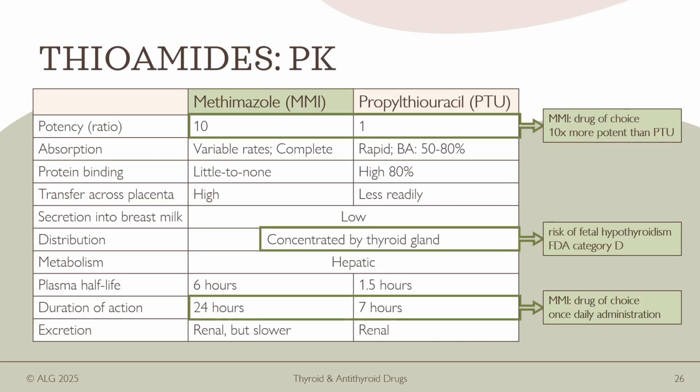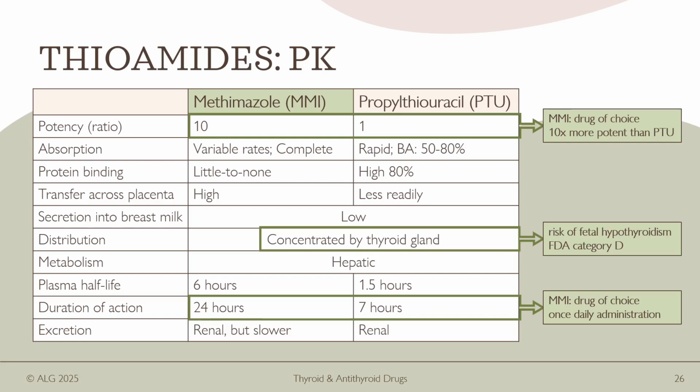Earlier, we compared the pharmacokinetics of T3 and T4. Now we compare the pharmacokinetics of the two major antithyroid drugs, specifically the thioamides, methimazole and propylthiouracil, which I will refer to henceforth as PTU. In terms of potency, methimazole is 10 times more potent, making it the drug of choice in most cases of hyperthyroidism.